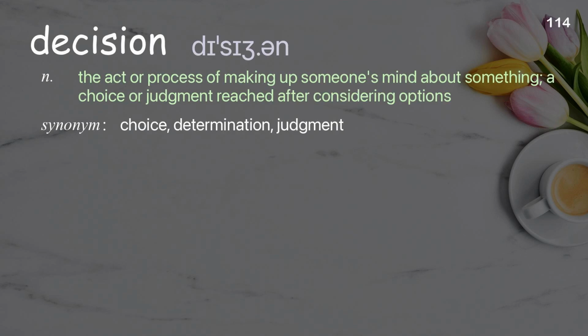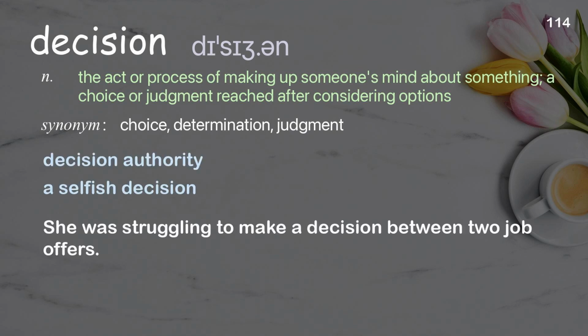Decision. The act or process of making up someone's mind about something; a choice or judgment reached after considering options. Examples: Decision authority. A selfish decision. She was struggling to make a decision between 2 job offers.